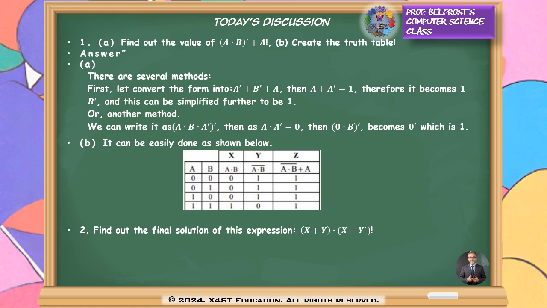There is only one answer, which is 1, because all is 1. Okay, 1 is the solution. Number 2, find out the final solution of this expression.